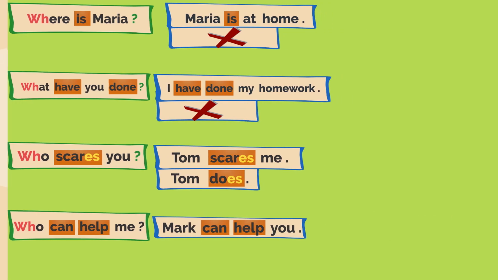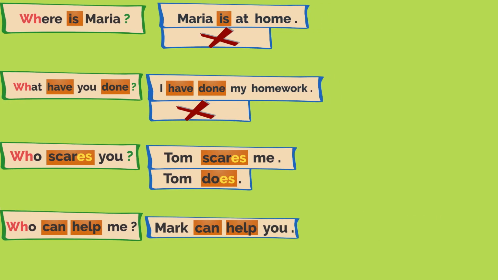Examples. Who scares you? Tom does. So, the specificity of short answers to subject questions is the usage of the helping verb to do instead of the main verb, even if it is not used in the question. Who can help me? Mark can.